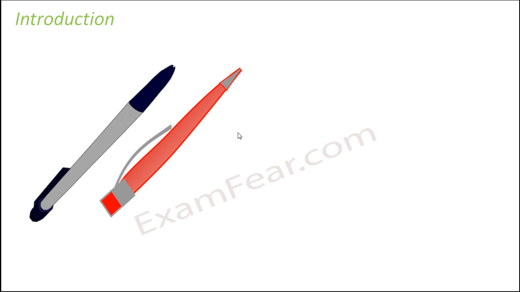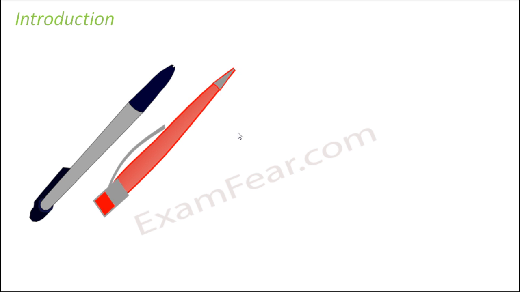Do you think that the two pens, the black one and the red one, are exactly identical to each other? So what are the differences that you can spot between these two pens? Maybe the color. Yes, the colors are different. What about the shape? Do you think that the shape of the pens are exactly identical? Not really.